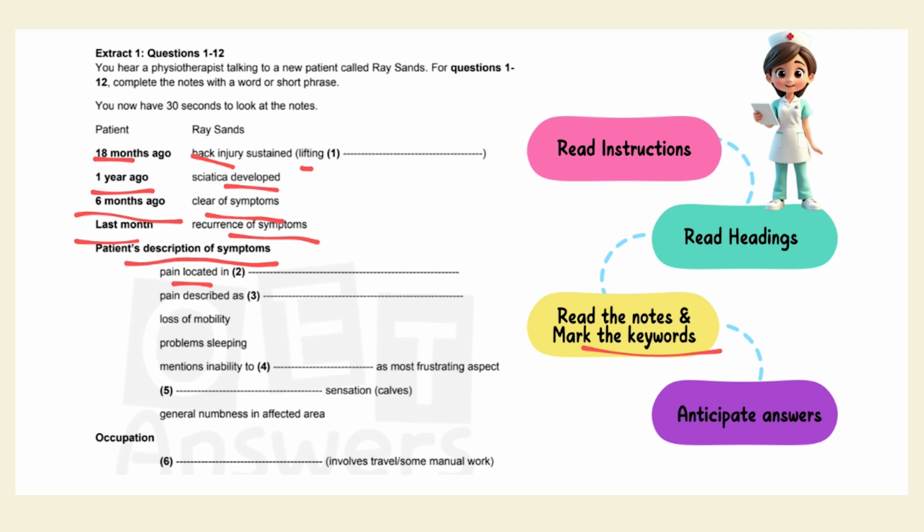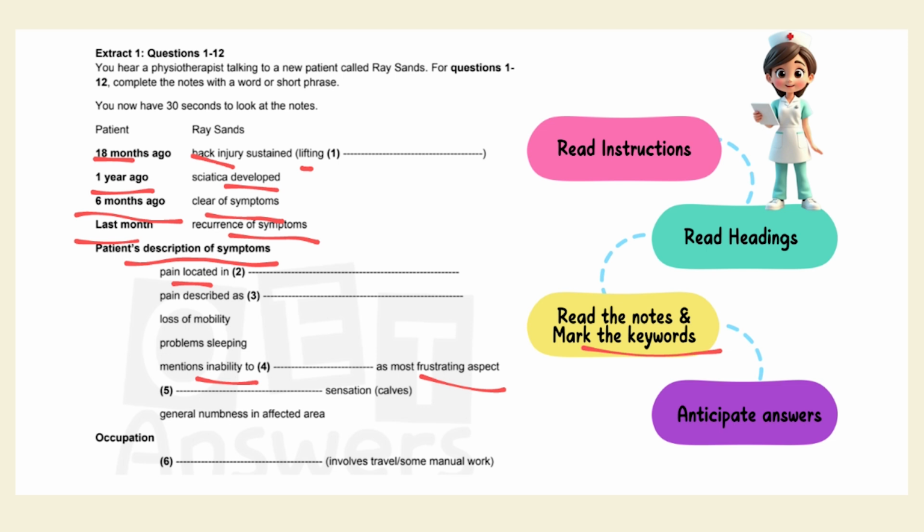Then coming to question number 4, mentions inability to dash as most frustrating aspect. Mentions inability means the patient is unable to do something. Unable to do something, what can you understand from that? Unable to what? Unable to sleep, or unable to be comfortable, or unable to do something disturbing in his daily life. That we have to expect as the answer, and that is the most frustrating aspect. Where I marked question keywords, underline inability to and frustrating aspect, the two things you can mark as question keywords.